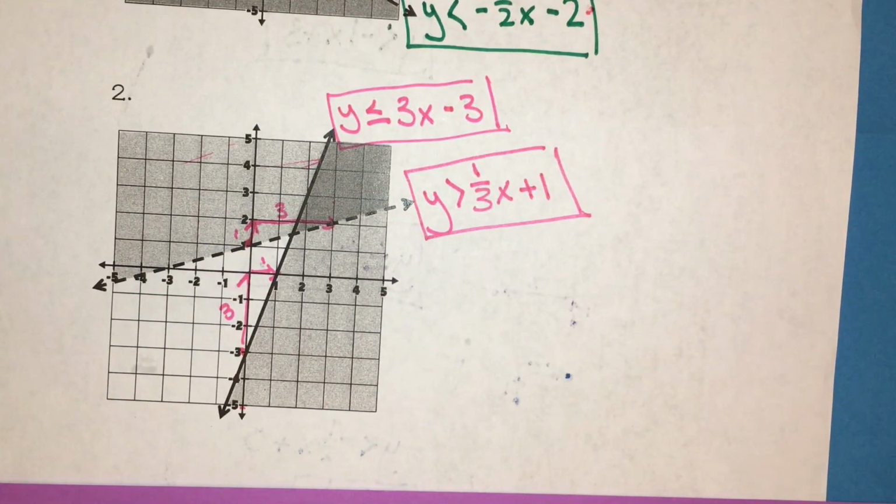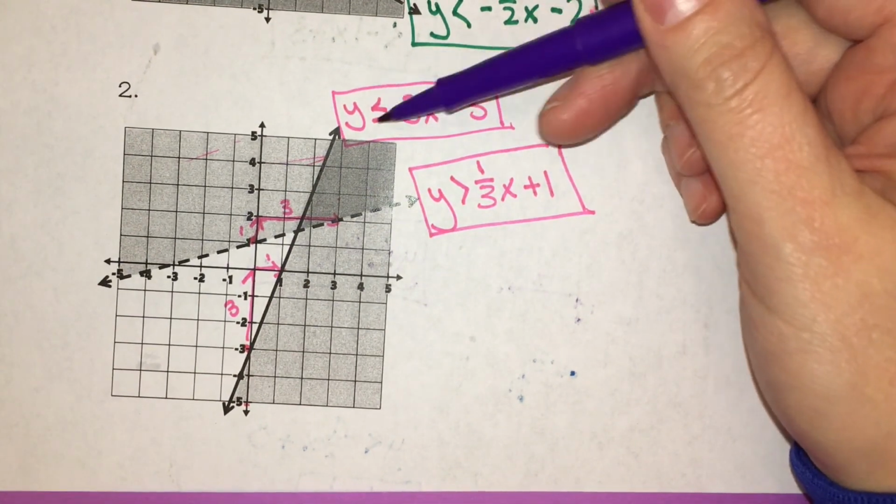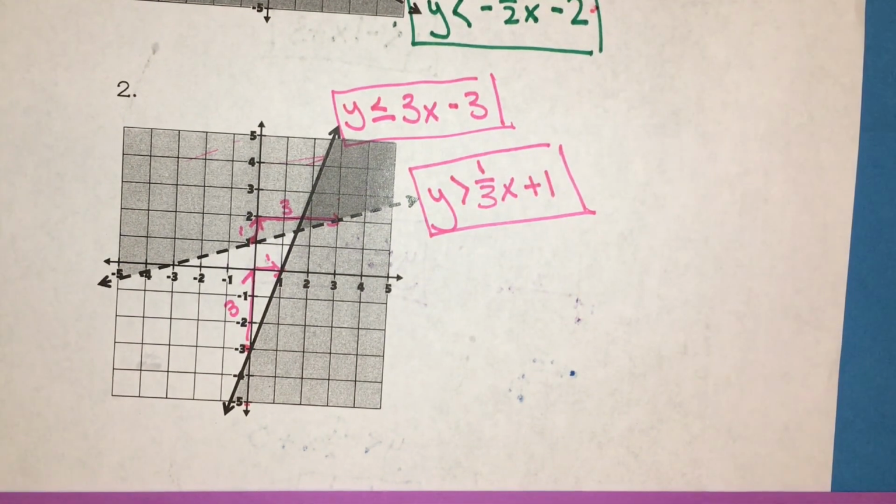Hopefully you understood that. So you're just creating the two inequalities to create your system of inequalities. So the trickiest part that I see most students struggle with is determining what the inequality symbol looks like. So really look at what side of that line it's shaded on.